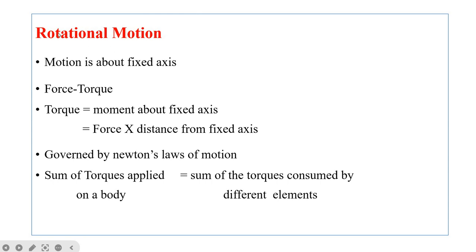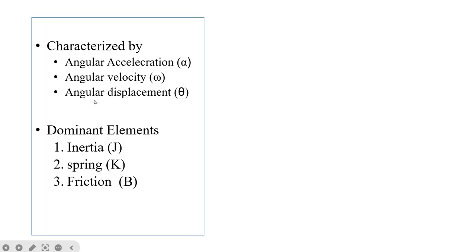Like translation motion, rotational motion is also governed by Newton's laws of motion. Therefore, you can write the sum of the torques applied on a rigid body as equal to the sum of the torques consumed by the different elements of the system. And these will produce what? Angular acceleration, angular velocity, and angular displacement, denoted by alpha, omega, and theta respectively. So rotational motion is characterized by angular acceleration, angular velocity, and angular displacement. Whereas in translation motion, you only had acceleration, velocity, and displacement, but here it is angular.